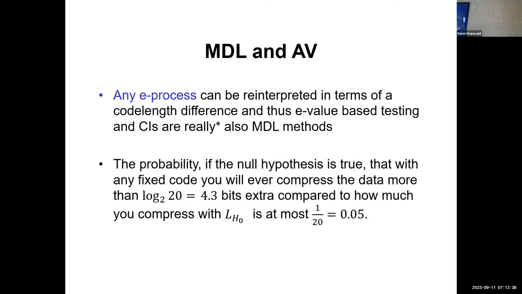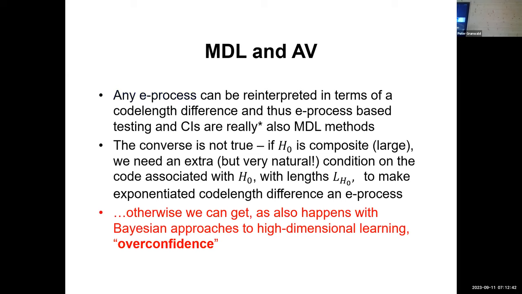But the problem is that, let me just first go. Any E-process can be interpreted in terms of the code length difference, but the converse is not true. If I have an E-process S, I can work backwards and take minus the logarithm. Then the outcome can be reconstructed as a difference between two code lengths, one associated with the null and one with the alternative. So it's always like MDL, but the opposite is not true.